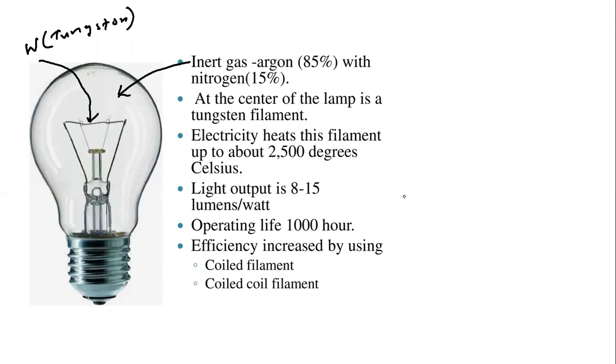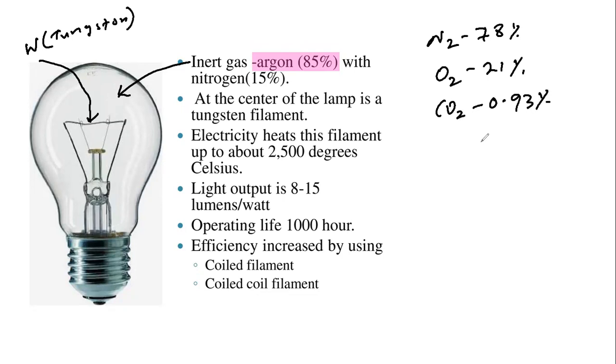In the exam, if there's a use of argon, remember that argon is the third highest gas in the atmosphere. For example, nitrogen is the highest percentage by volume, 78%. The second highest gas by volume in the atmosphere is oxygen, nearly 21%. Third highest gas, argon, approximately 0.93%. Next one is carbon dioxide, 0.03%.